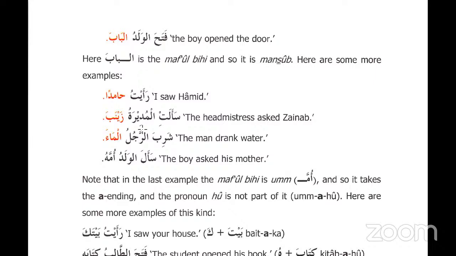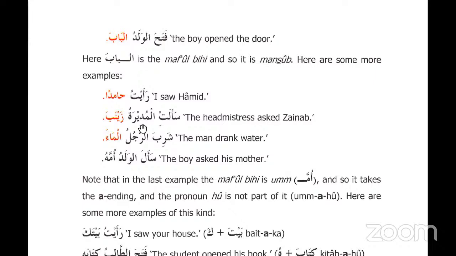Note that in the last example, the maf'ul bihi is umma, and so it takes the a ending, and the pronoun who is not part of it. Ummahu. Sa'ala al-waladu ummahu. Here are some more examples of this kind. Okay. Ra'aytu baytaka. I saw your house. Baita plus ka. Just like ummahu.